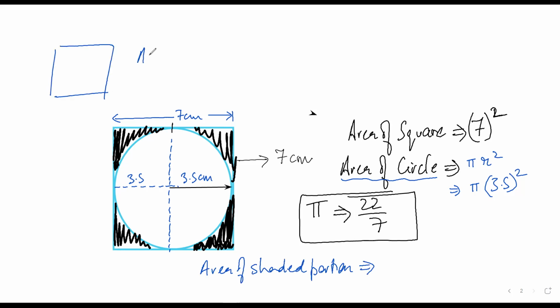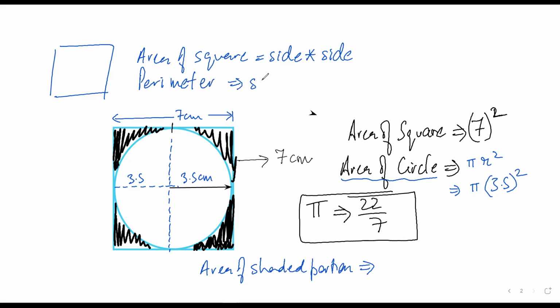Mr. Satya, what is the area of a square? Area of a square. Side into side. Side into side. What is the perimeter of a square? Side into 4. Side into 4. Mr. Sarthak, is it correct or incorrect? That's correct.